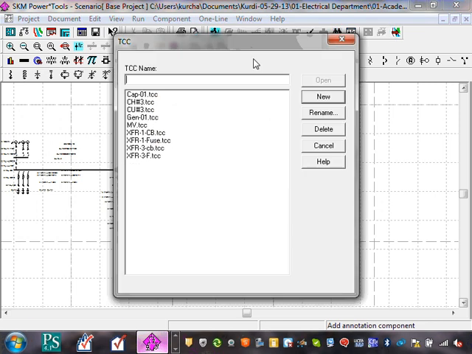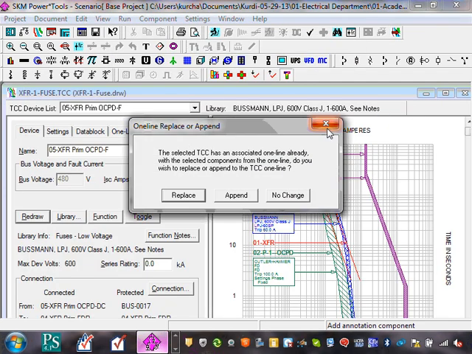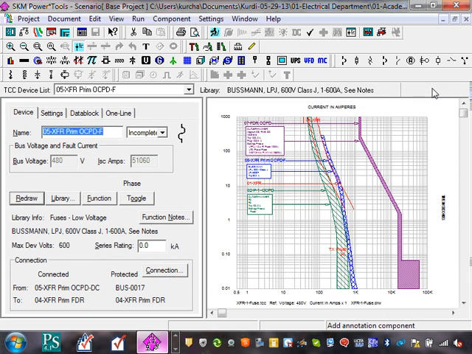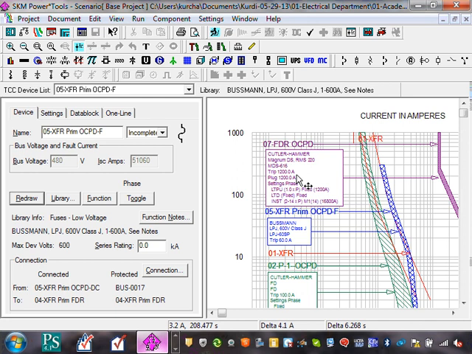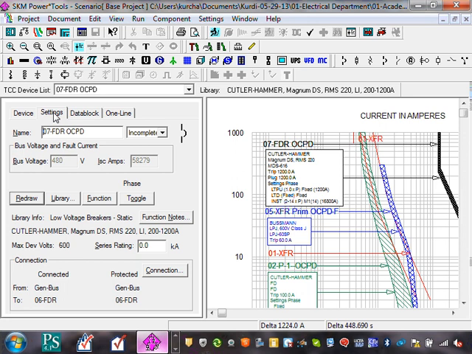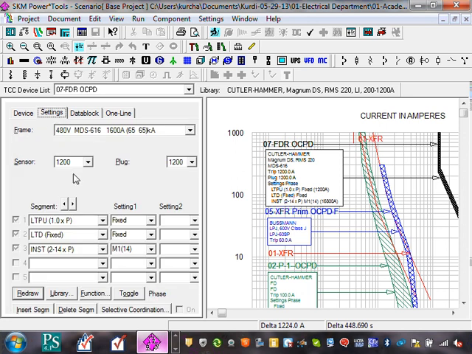Okay, so let's go right here and go to fuse. Here's a coordination study done for a transformer. Let me click on it and expand it a little bit. There you go. Here's an overcurrent protection device, guys. My feeder is a 1200 amp feeder. Then I have a circuit breaker right here.